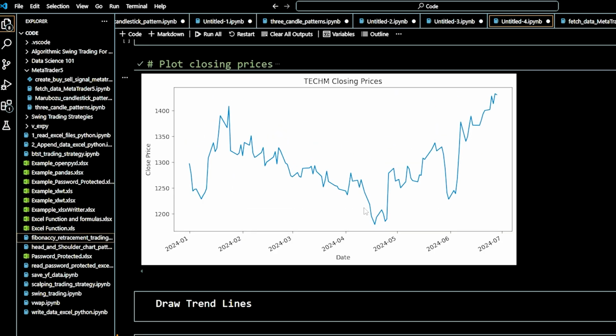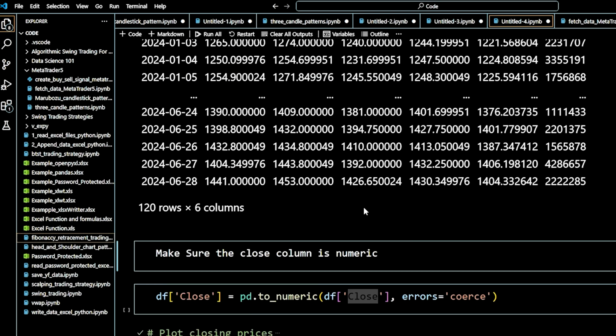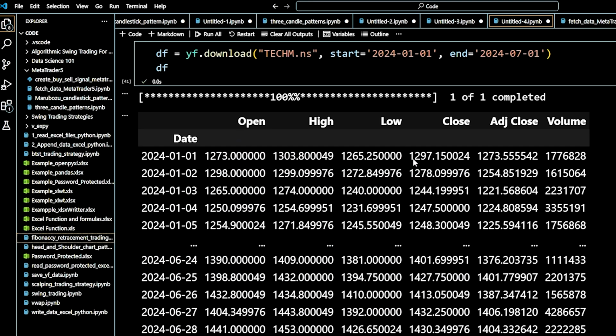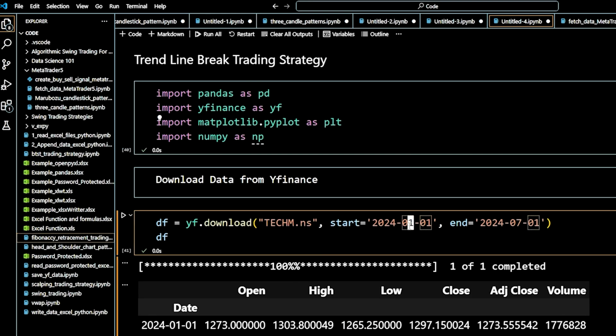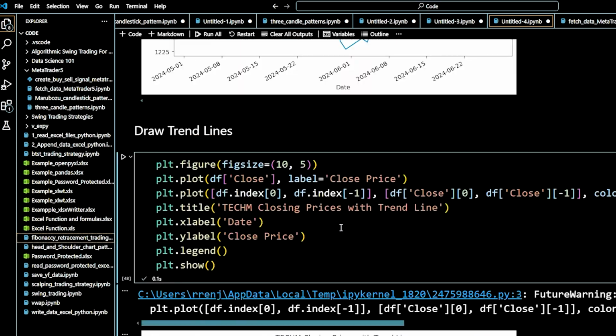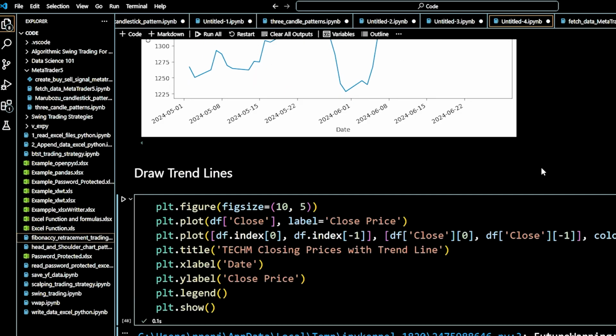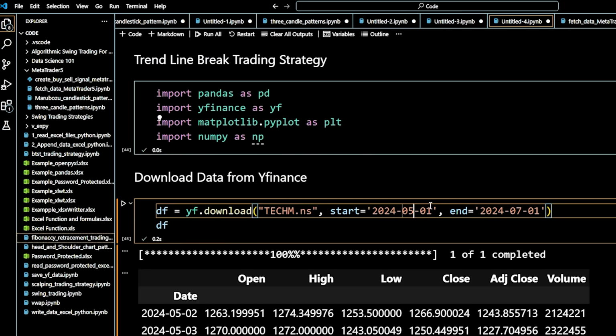If you had taken a lesser amount of data, then it would have connected not from the beginning to the end, but probably somewhere over here. For example, let's say you want it to start from the 1st of May, let's try that. So let's say 5. So it will give us somewhere, let's see. This is the trend line that we have, but I was running this code earlier and it was not giving us a good trend line.